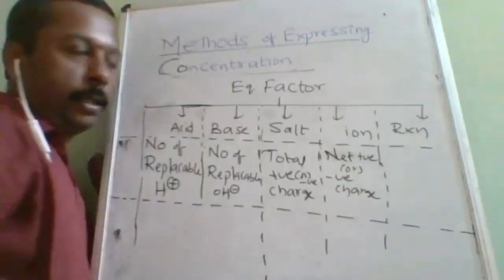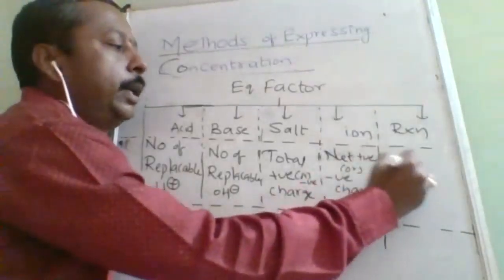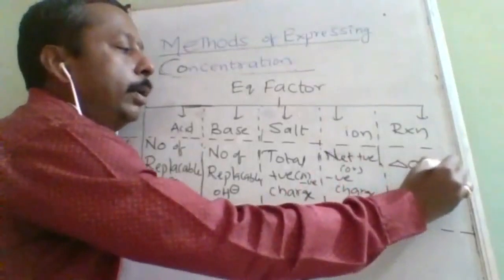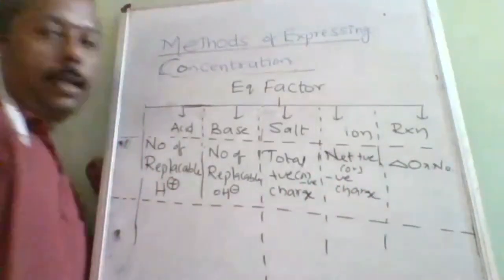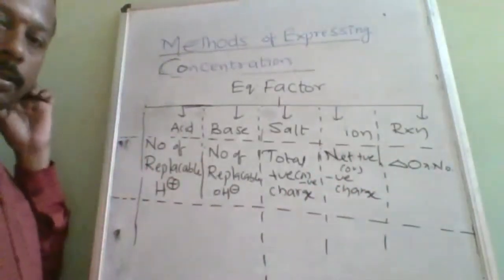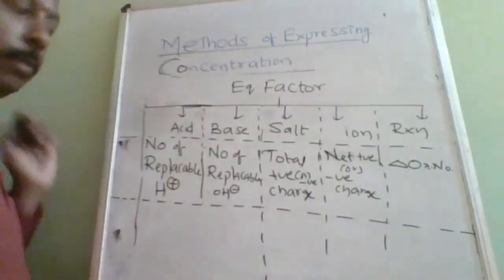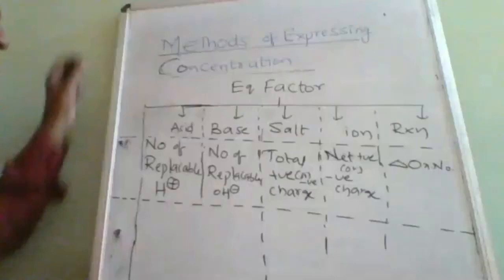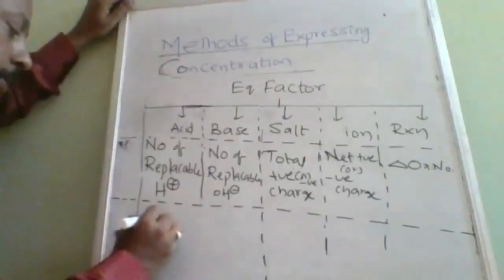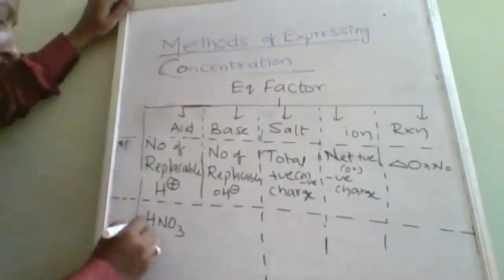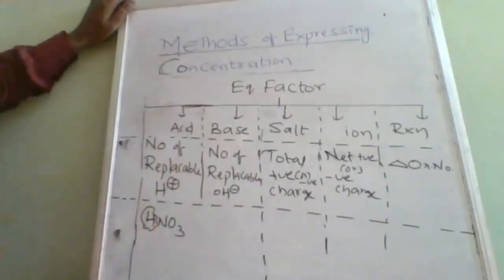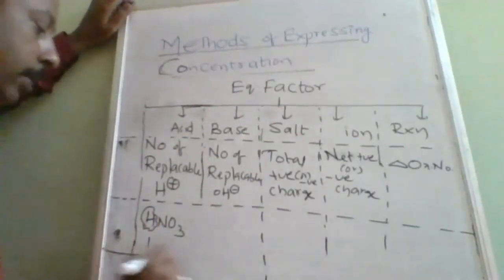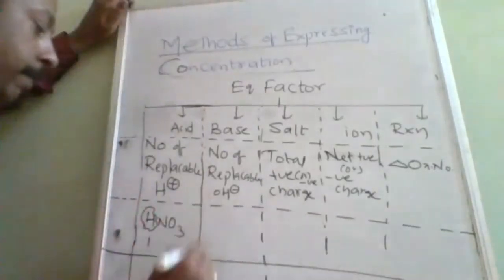Next, coming to the reaction, change in oxidation number. For a reaction, what you will do is take the change in oxidation number. Now in this definition, example HNO3. Here people will feel that equivalent factor is 1. But not all hydrogens are replaceable.